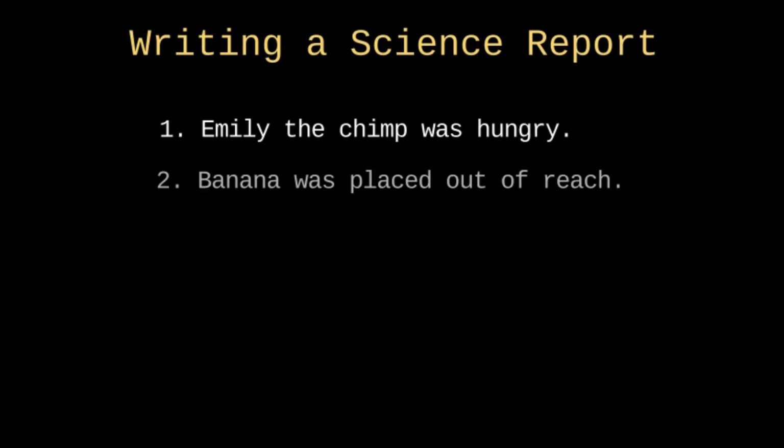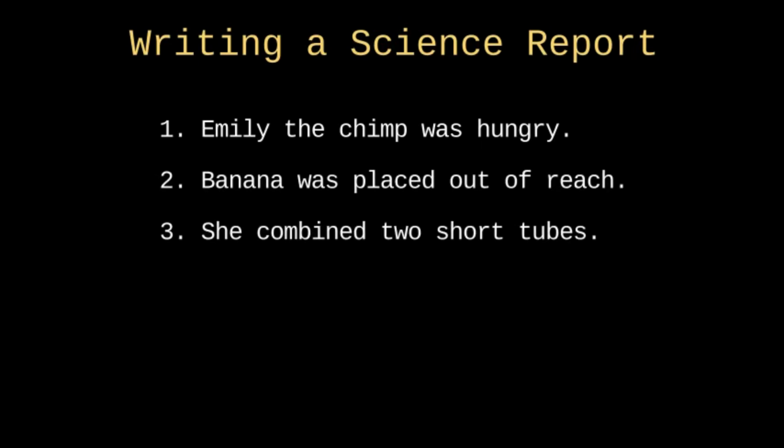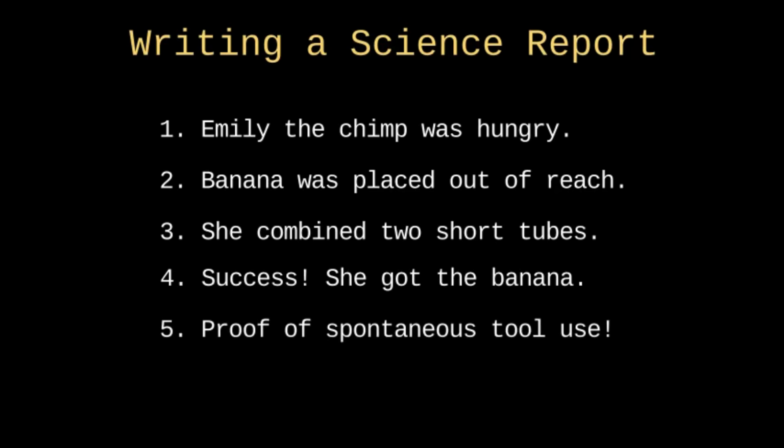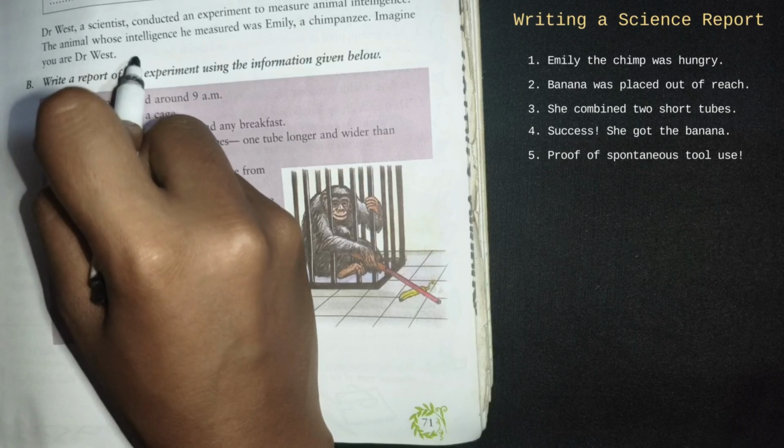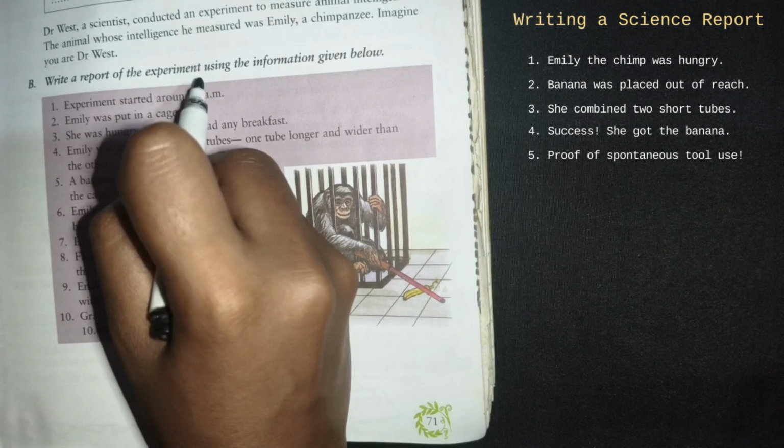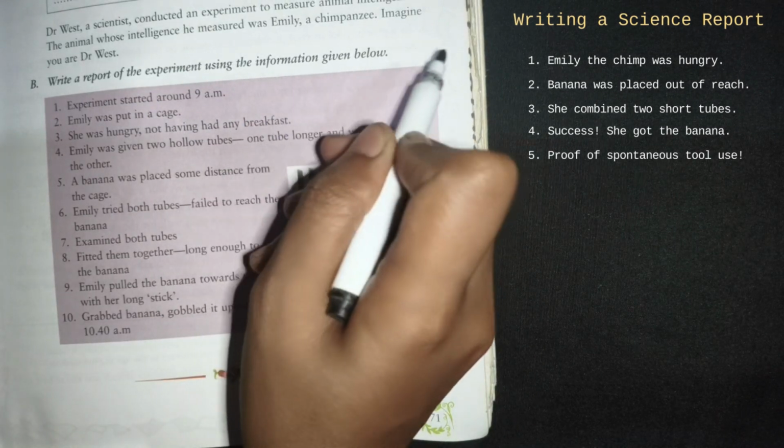Dr. West, a scientist, conducted an experiment to measure animal intelligence. The animal whose intelligence he measured was Emily, a chimpanzee. Imagine you are Dr. West. Write a report of the experiment using the information given below.